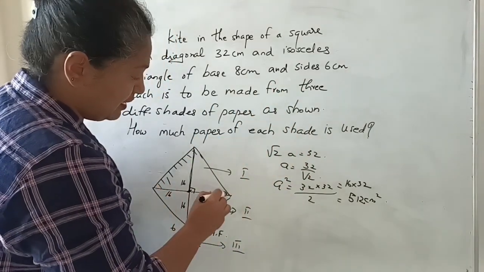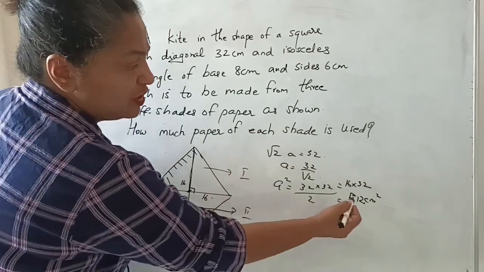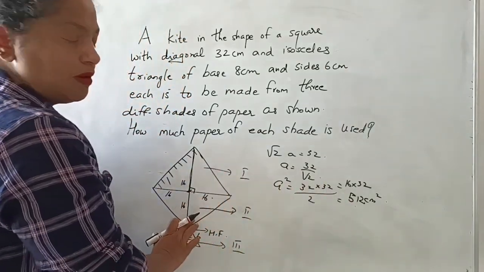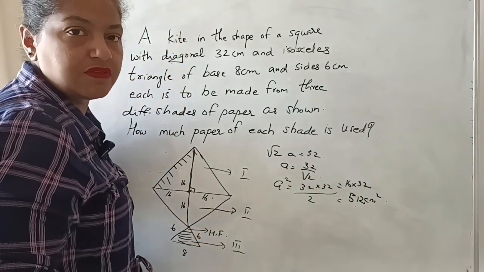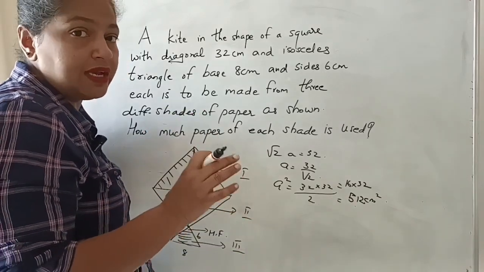You know that this particular diagonal is bisecting the shape into two equal parts. So the first part will measure 256 and the second part also will measure 256. Okay, that is one way of finding the area of the square. So let us try out another way.